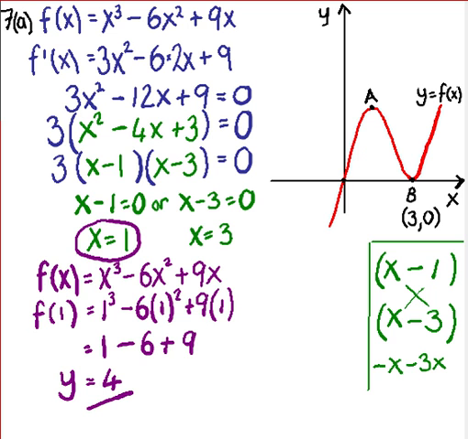So we're not quite finished. The question asks us for the turning point at A. So A is the point and our x value is 1 with our y value being 4. So our turning point A is the point (1, 4). And that's our final answer.